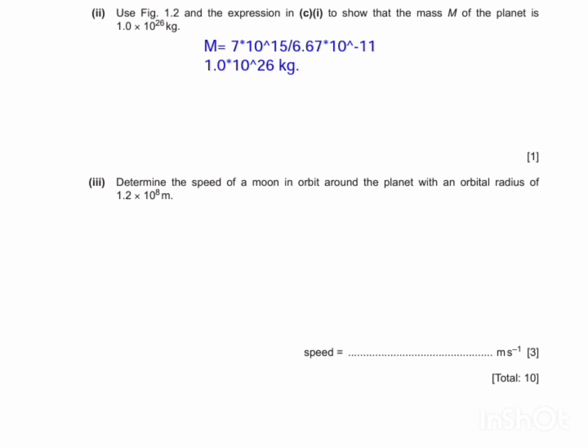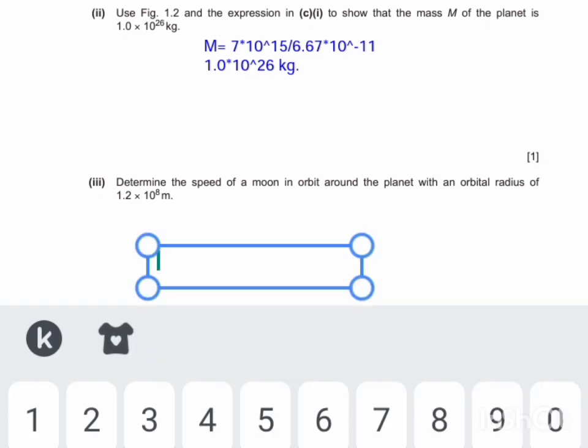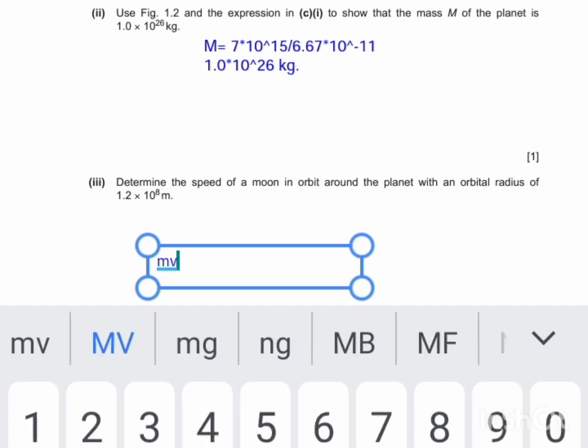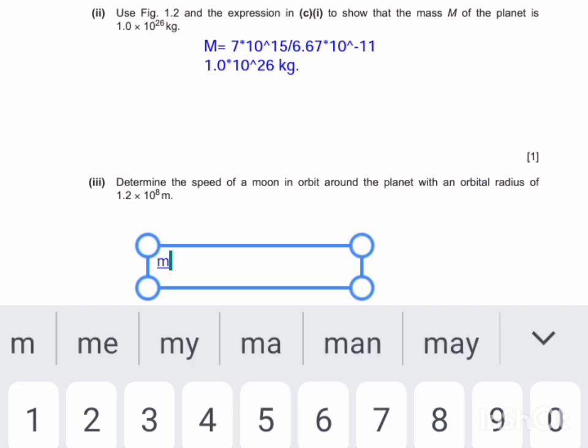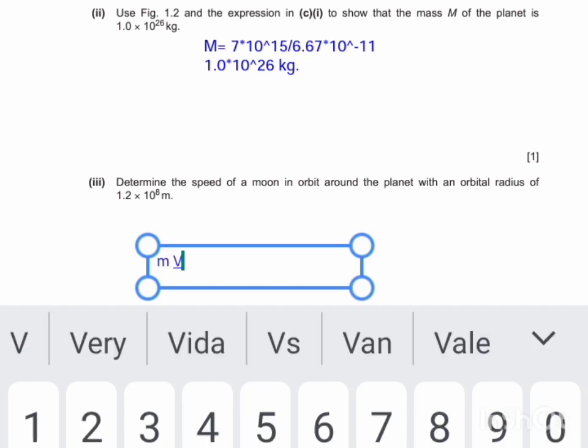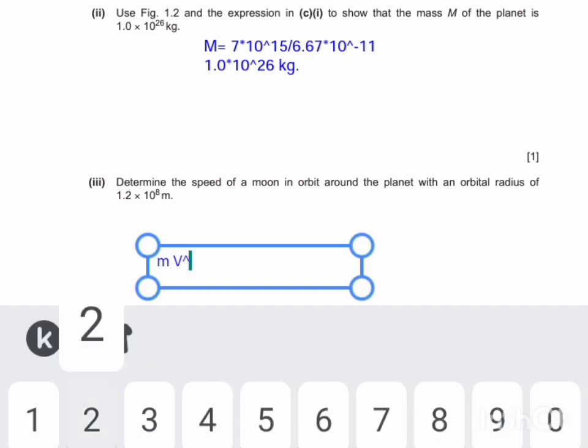Okay, then we have to determine the speed of a moon in orbit around the planet with an orbital radius of 1.2 into 10 to the power 8 meters. So this time I want the velocity, right? So I'm going to keep my gravitational force equal to mv square upon r, so GMm upon r square equal to mv square upon r, and I'm going to derive a formula for my velocity and then simply substitute in the values.